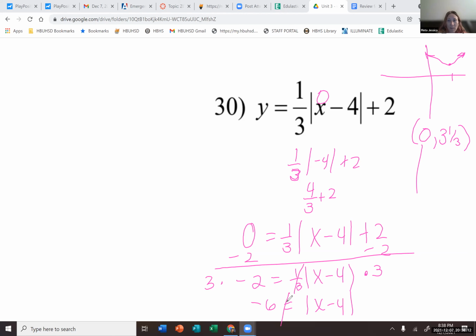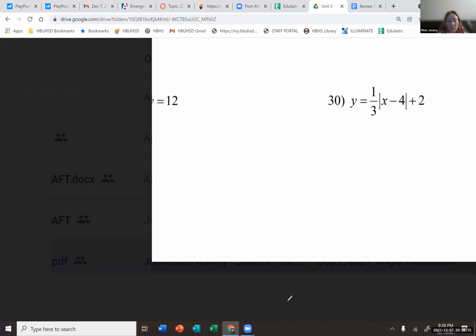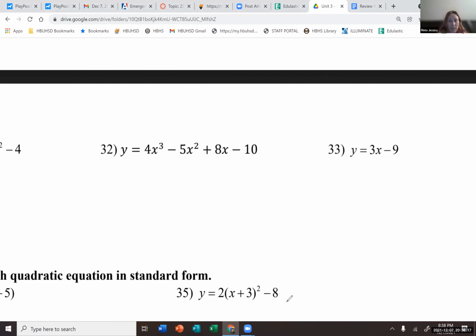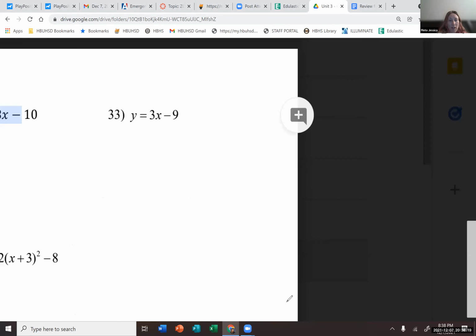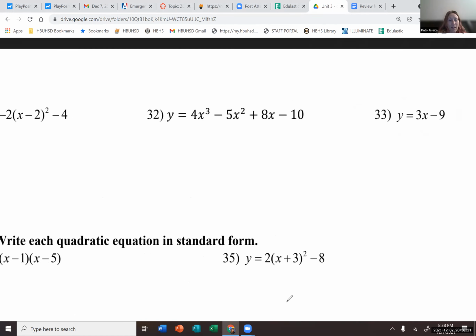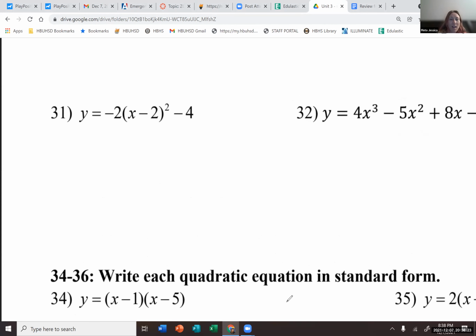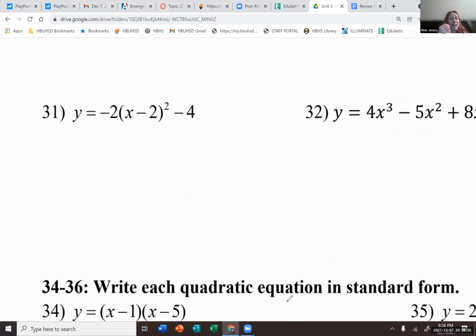Cool. Let's move on to, who else do we need to do? 31. Well, 31 I can see as a quadratic equation. Again, it's in vertex form. And I see the vertex at 2, -4, right? In my mind, that's what I'm seeing. It's 2, -4, right? And the a value is negative, so it's facing down. So there are going to be no x-intercepts.